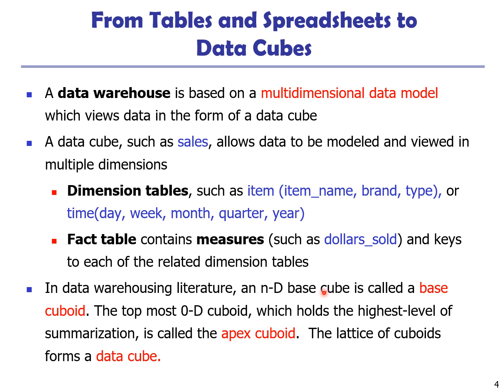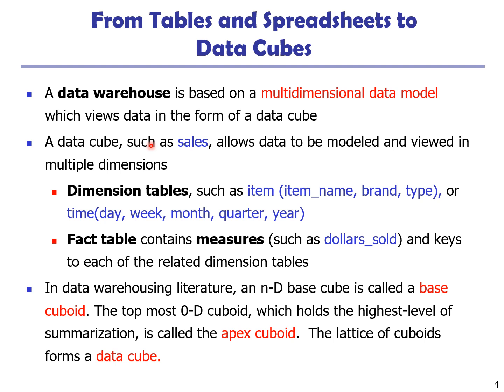Right. So now we want to discuss how do we move our data from being represented in its original format, for example, in terms of tables and spreadsheets, to become data cubes. Now, a data warehouse is based on a multidimensional model, meaning that it provides data in the form of a data cube. So a data cube, for example, a sales data cube, allows us to model multiple dimensions about sales. We'll see that in an example.